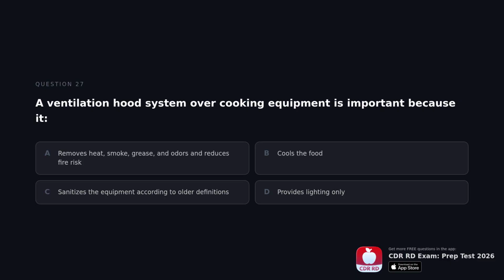A. Removes heat, smoke, grease, and odors and reduces fire risk. B. Cools the food. C. Sanitizes the equipment according to older definitions. D. Provides lighting only.